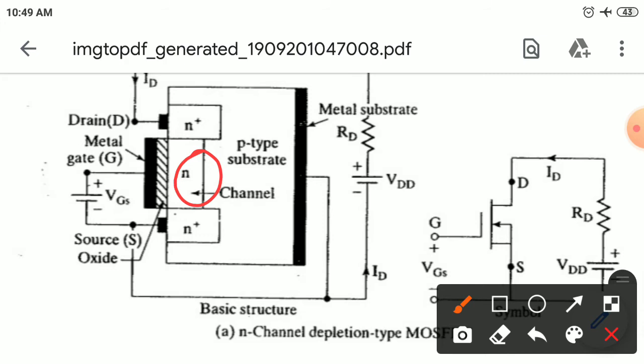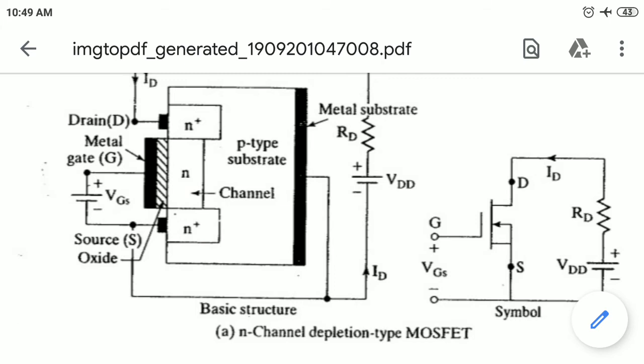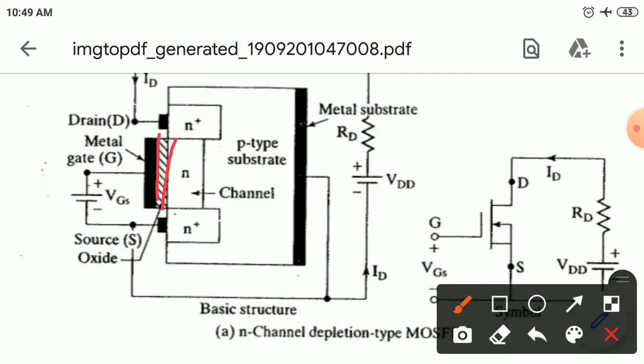The depletion region forms near the oxide layer, resulting in the narrowing effect of the channel. The channel which is between the oxide layers becomes narrow. That is called the narrowing effect of the channel. Then if VGS is made negative enough, the channel becomes completely depleted, offering a high value of drain to source resistance.